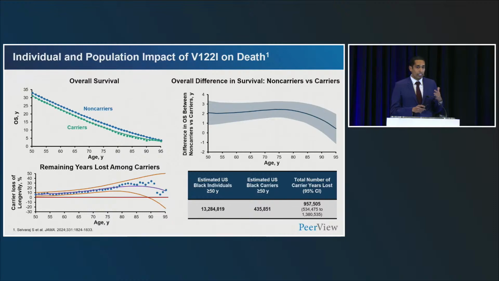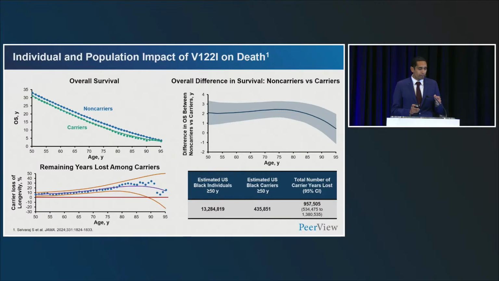There is a large individual and societal impact of the variant. If we look at an individual carrier, and I'm going to go to the top right of the screen here, an individual carrier, if you're born with the variant compared to a non-carrier, lives in general 2 to 3 years less than a non-carrier. And as we get older, that loss of longevity equates to a substantial reduction in the percent of your remaining time living.